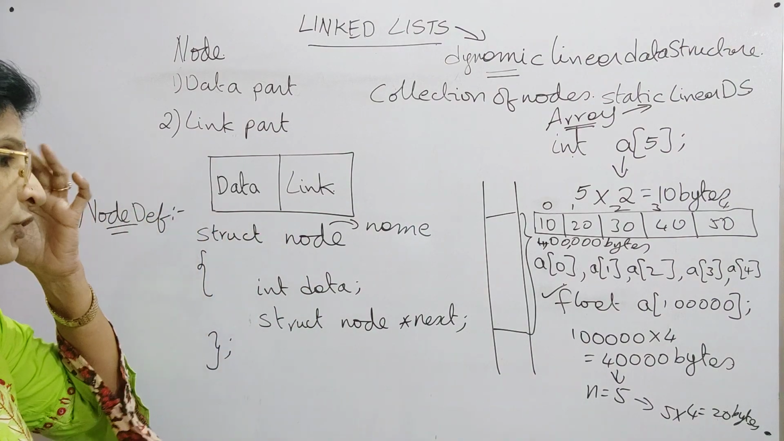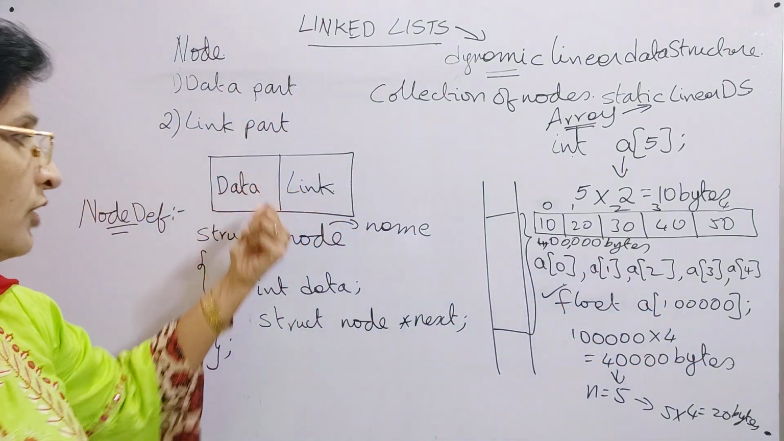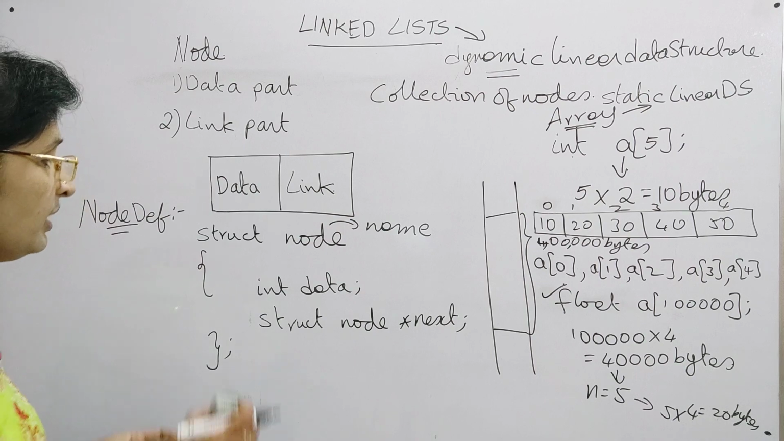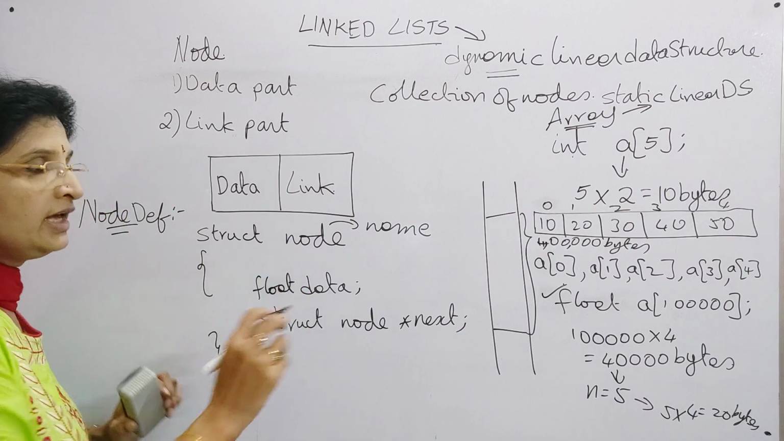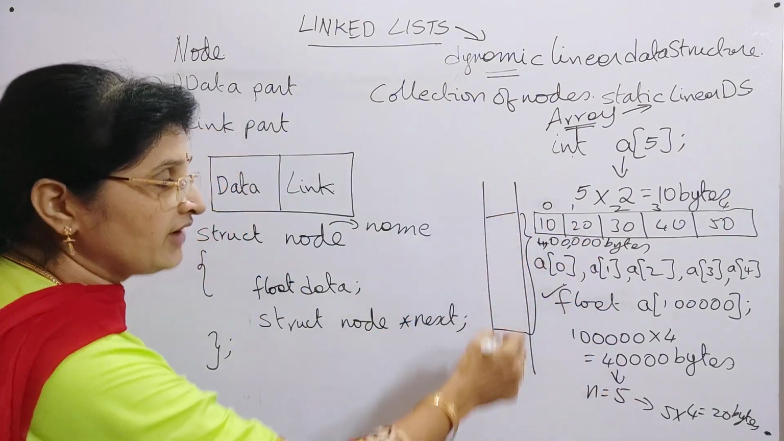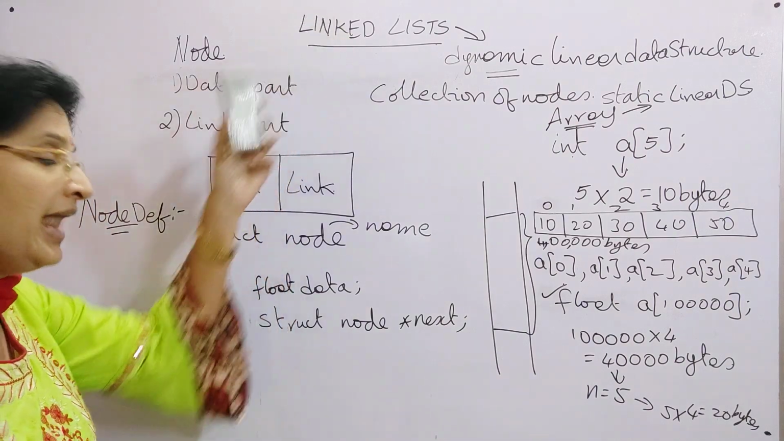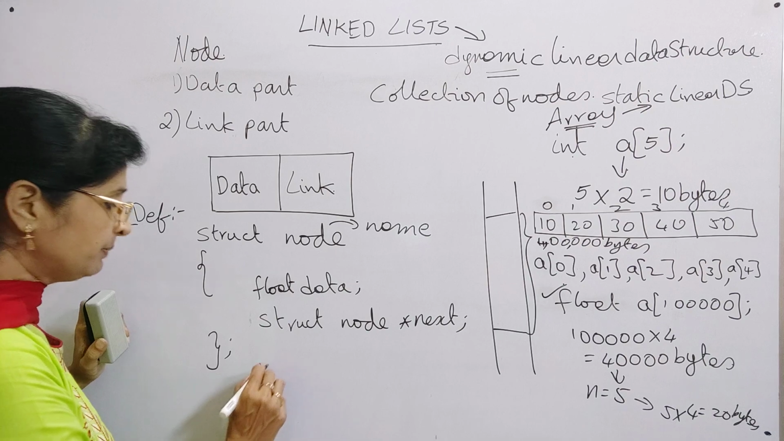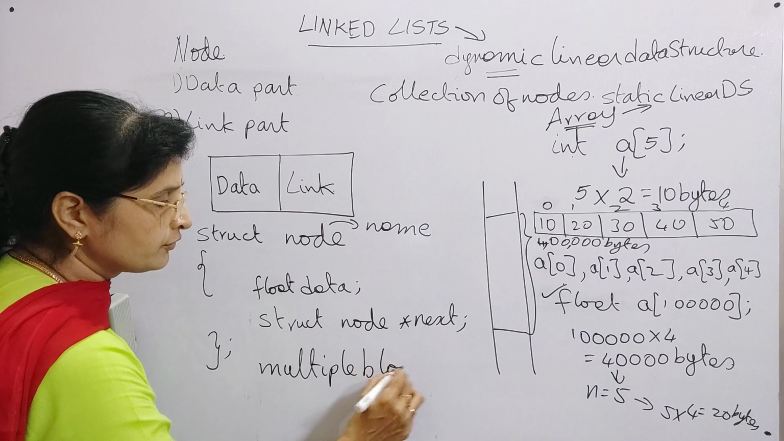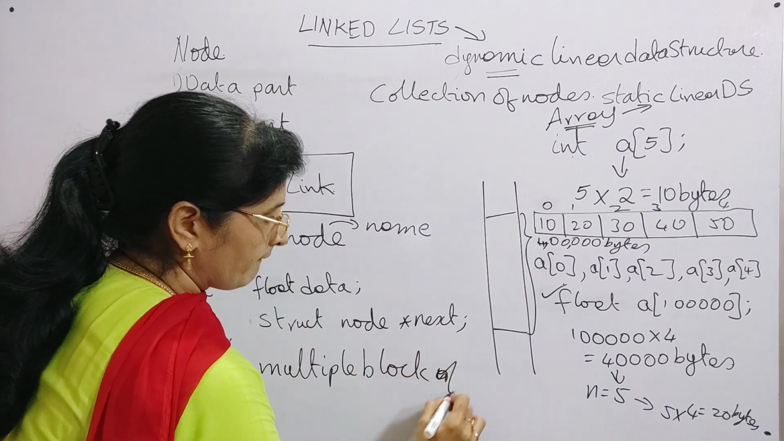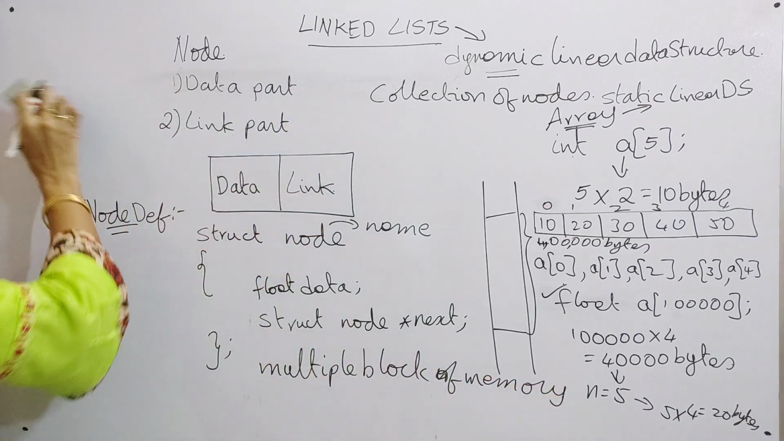Suppose you have the same example, where the data is of type float. I am taking the same example. So what is happening here? The total memory is required at the time of compilation. But whenever you are using a linked list, it just requires multiple blocks of memory. Why does it require multiple blocks of memory? I will tell it here.